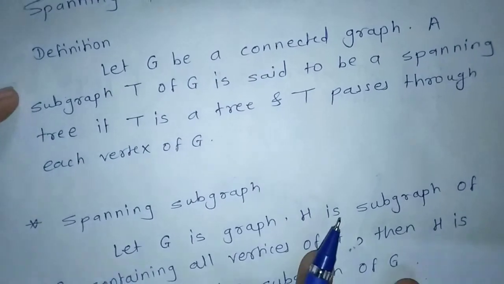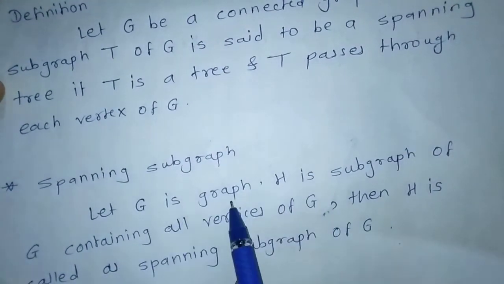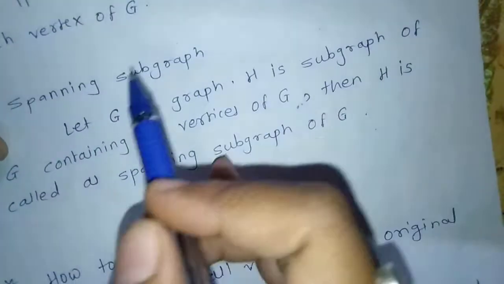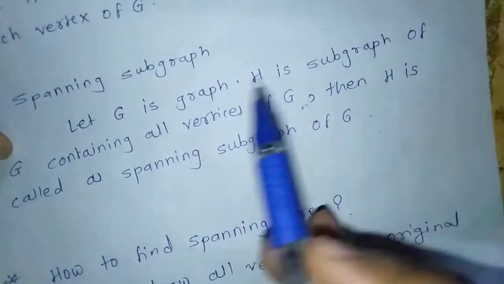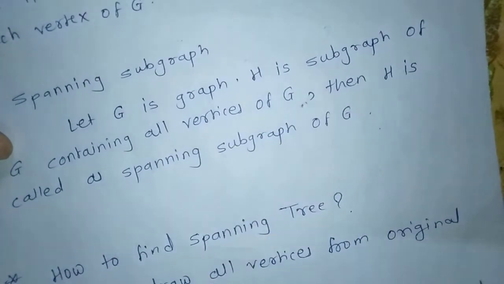Next, spanning subgraph. Let G be a graph and H a subgraph of G containing all vertices of G, then H is called a spanning subgraph of G.